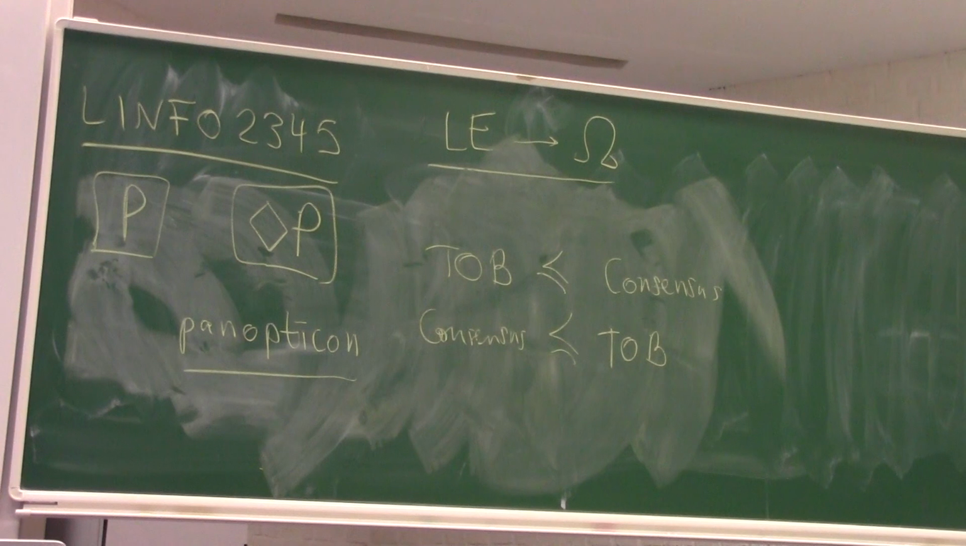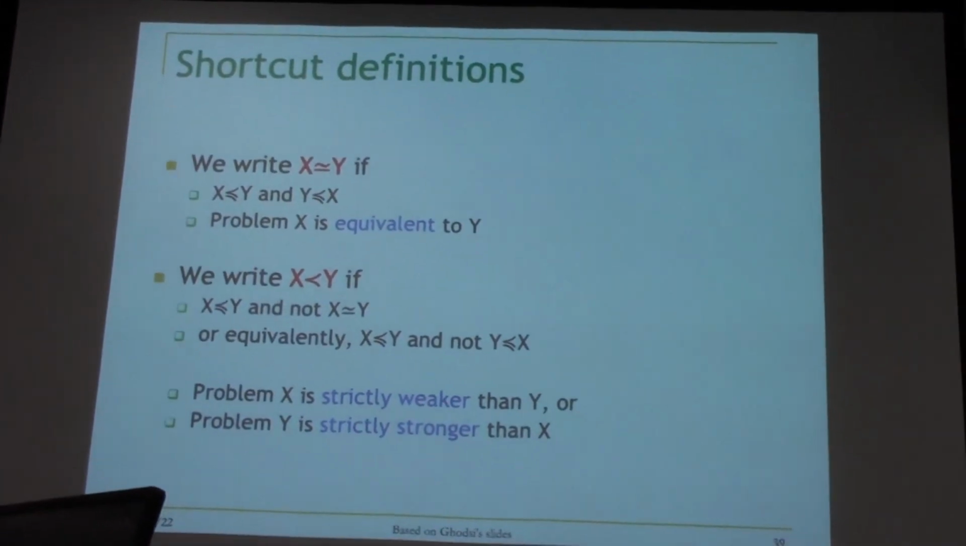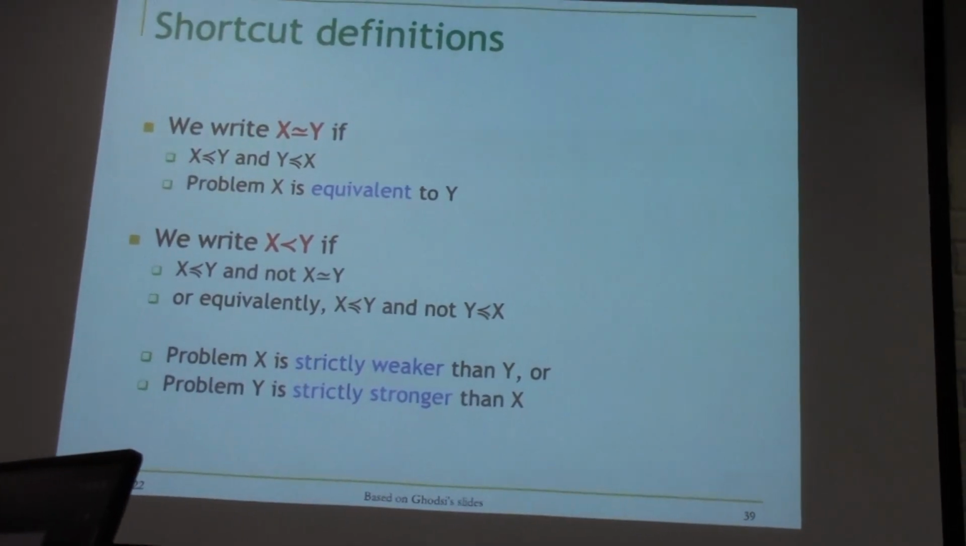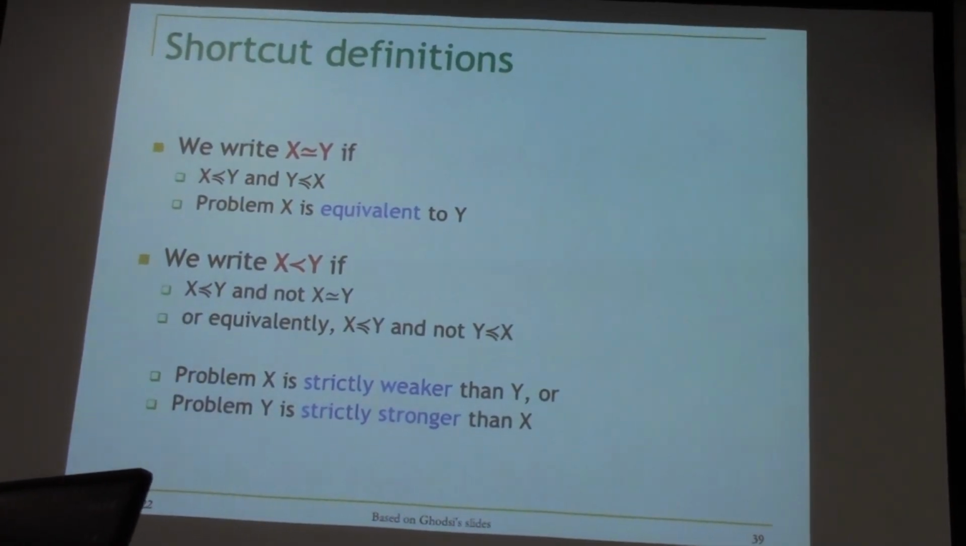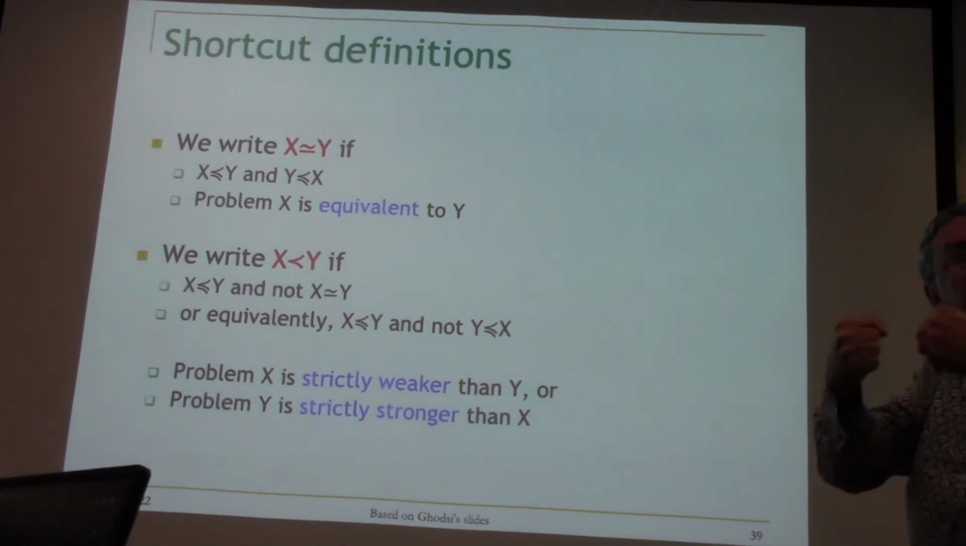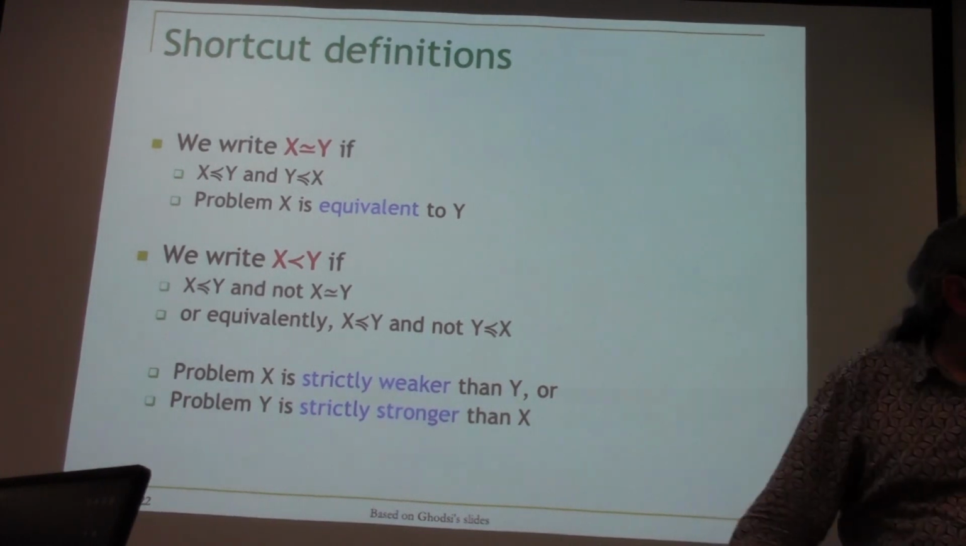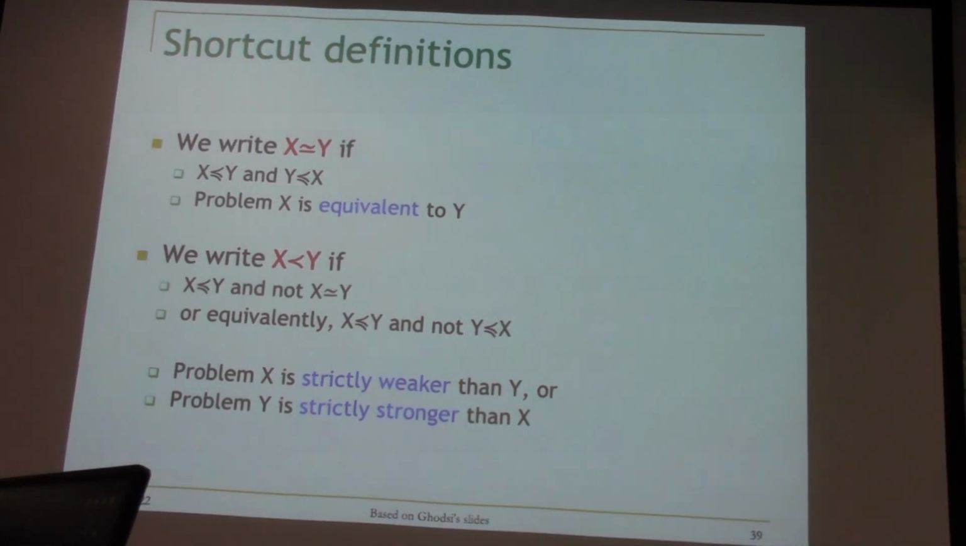So we write x is equivalent to y, like an equal sign with a little tilde, if it can be reduced in both directions. So total order broadcast is equivalent to consensus, but it's not the same problem. If it was a partial order, they would actually be the same thing if they were reducible in both directions. But for reducibility, it's not like that. Two problems can be equivalent, and they're still not the same problem.